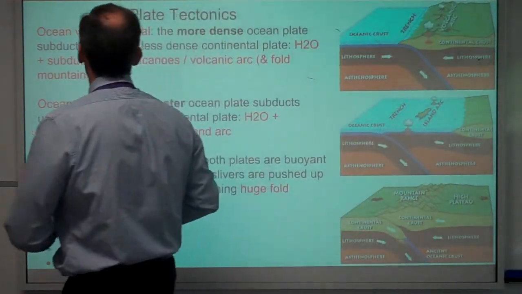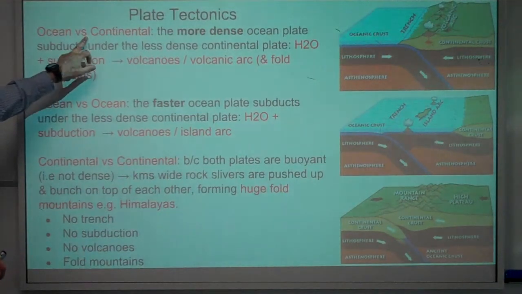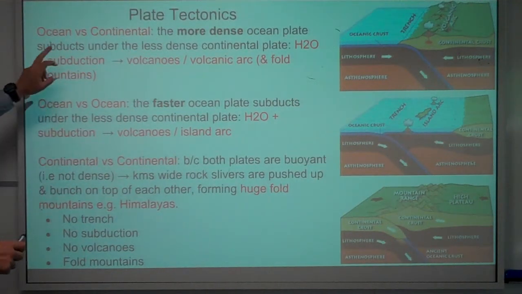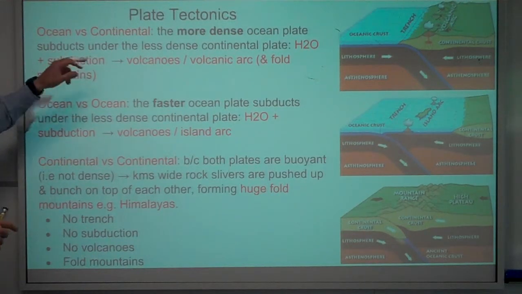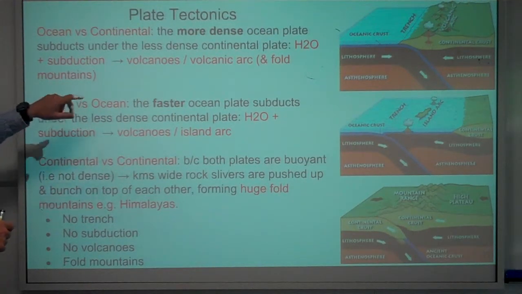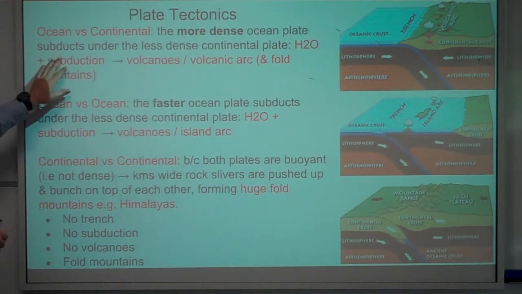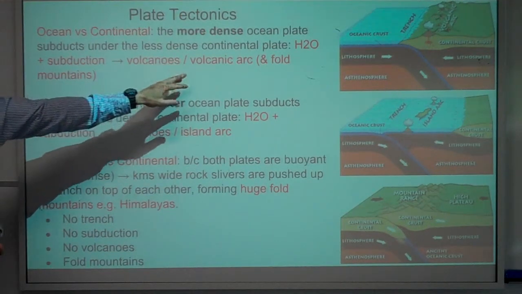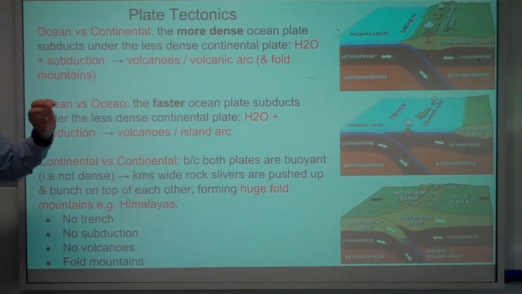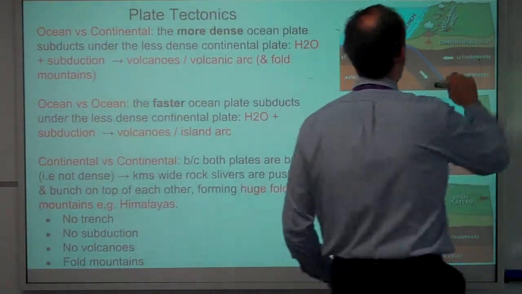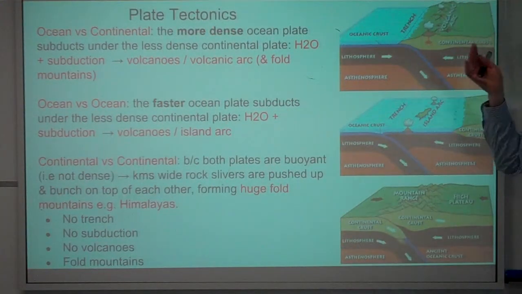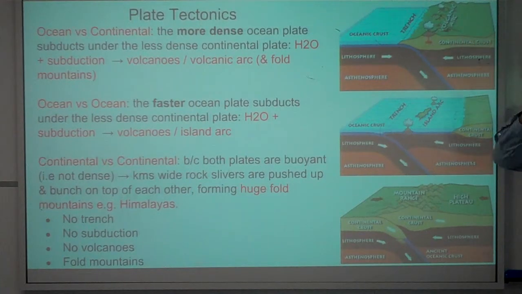Okay, here's ocean versus continental. The more dense ocean plate subducts under the less dense continental plate. If you have water and subduction, you get volcanoes and a volcanic arc, and you can get fold mountains. So here's a volcanic arc, and when those volcanoes die, you get mountains, but you're also going to get some rippling because stuff is running into each other. So you get some fold mountains.